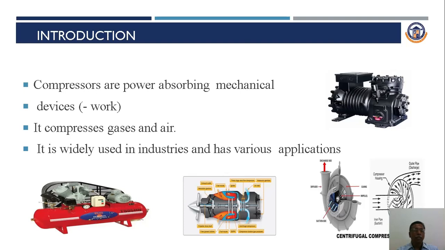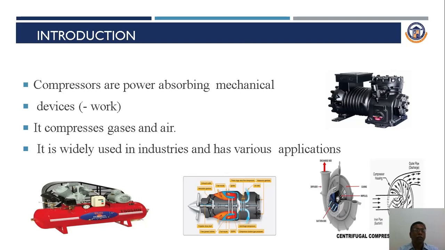There are basically two types of mechanical machines. One is known as a power developing machine, another is known as a power absorbing machine. Engines and turbines are power developing machines. The compressor is a power absorbing machine. Today we discuss only the power absorbing machine. One example is the compressor, which comes under negative work.